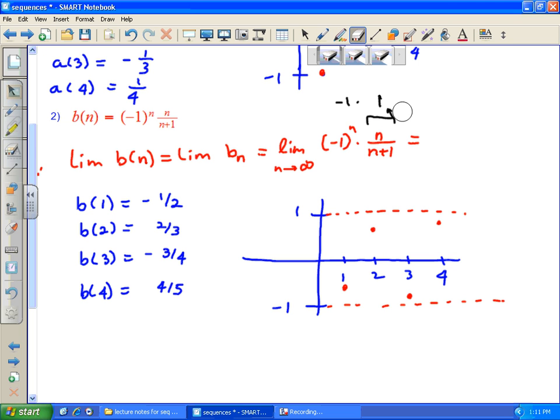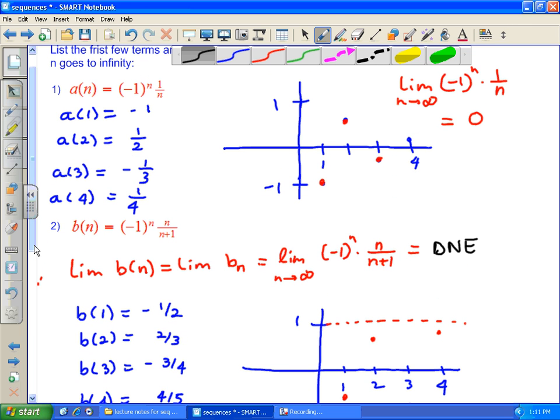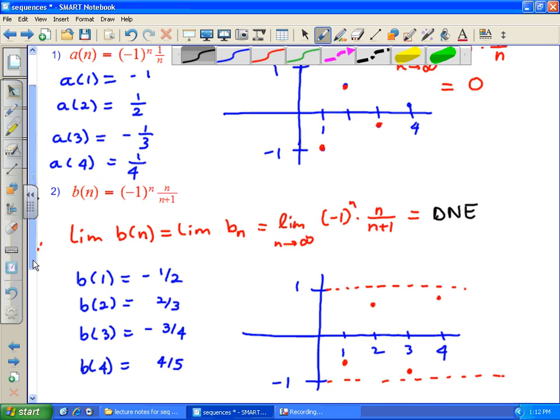So how did the first one exist then? If this one doesn't exist, what was the difference there? That also had a -1 to the n, right? But what was the difference there, though? The 1 over n portion was going where? Where was 1 over n going as n goes to infinity? 0. 0 times -1 or 0 times +1 is still 0, right? So that limit existed. But when you have something different than 0, then that -1 or +1 is trying to pull it into two different directions, and then the limit does not exist.